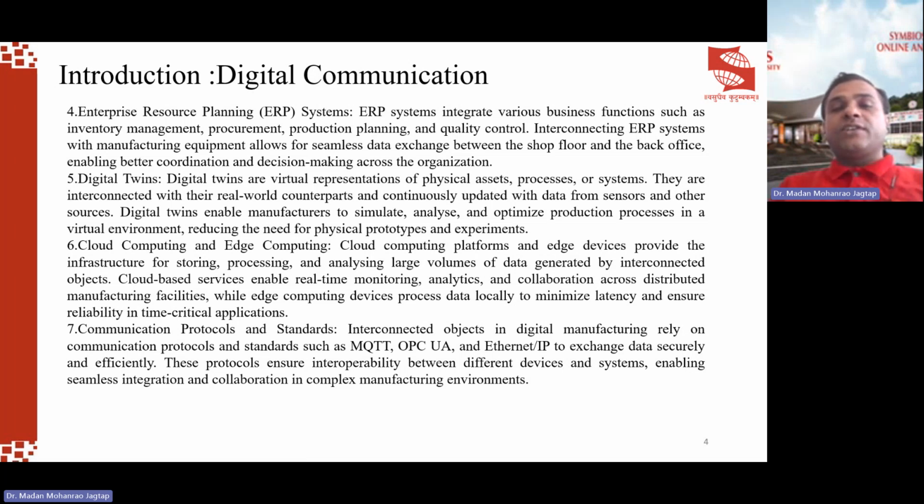So digital twins enable manufacturers to simulate, analyze and optimize production processes in a virtual environment, reducing the need for physical prototypes and experiments. So there is a very minimum need to invest in a physical system. Instead of creating a physical system directly, we can create a prototype of a physical system and experiment on it. Then we can go for an actual physical prototype.